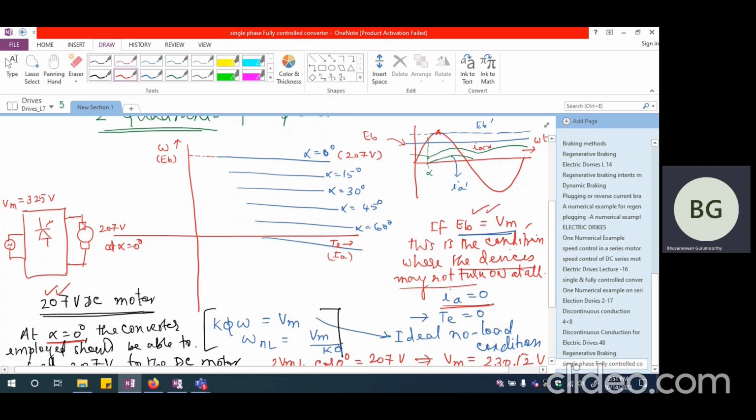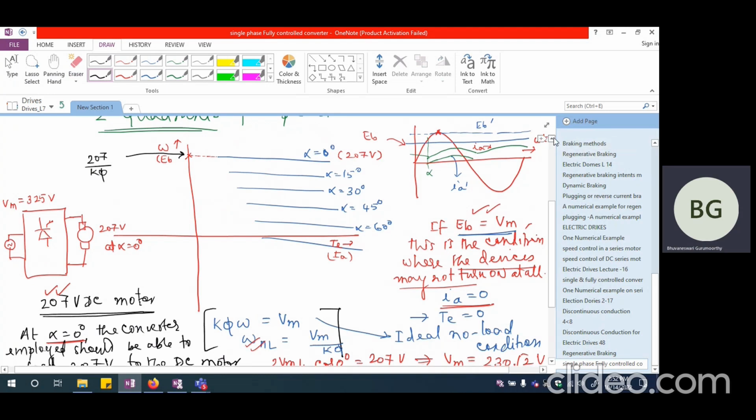And if you look at what we derived as the no load speed, you are going to get the ideal no load speed to be 325 volts divided by K5. Whereas when I am feeding it with a normal DC supply, this is going to be 207 volts divided by K5. So the speed is going to be 207 divided by K5.